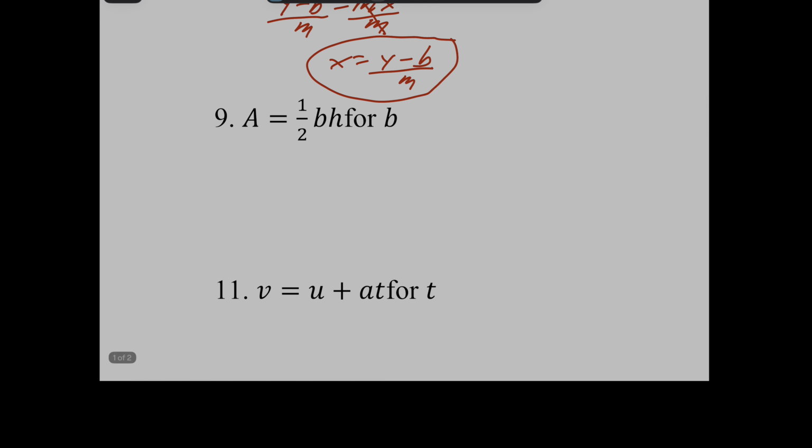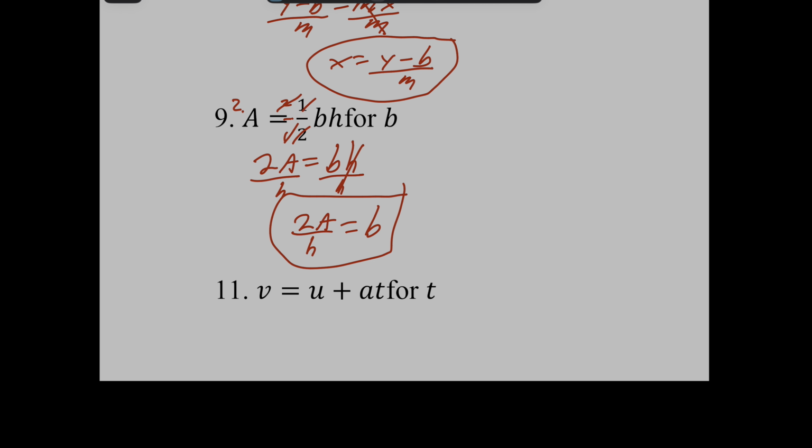Okay, A equals 1/2 bh. That would be a triangle area problem. Now I have a denominator here. So what I want to do is multiply each of these sides by 2. If I do that, remember, that's like 2 over 1. That will cancel this out. So I'm going to get 2A equals bh. The 2 is now gone. But I want to solve for b, so I want to get rid of the h. So I'm going to divide each side by h. And I get 2A over h equals b. Okay, and that's my answer.